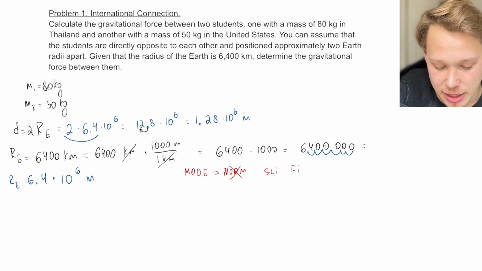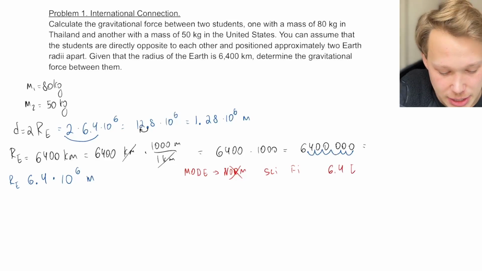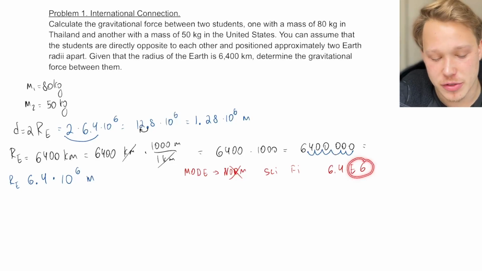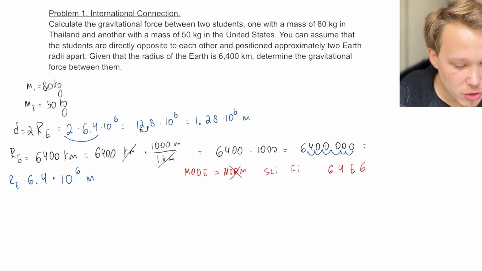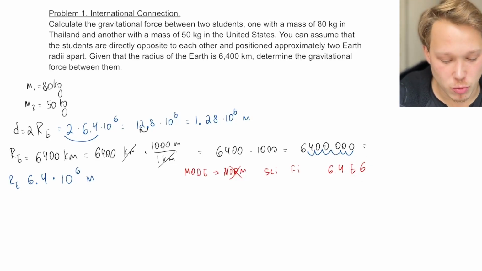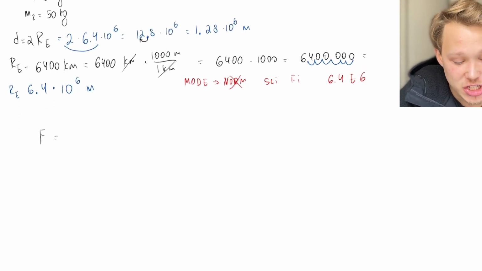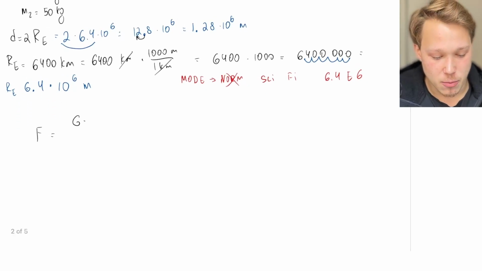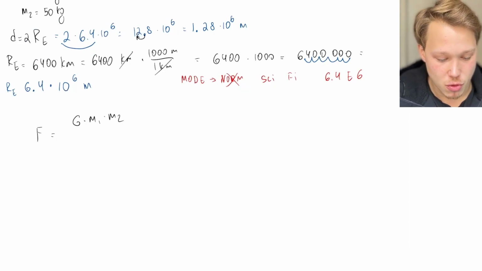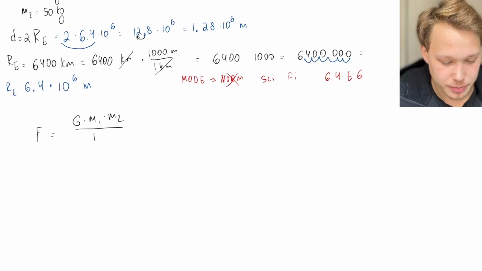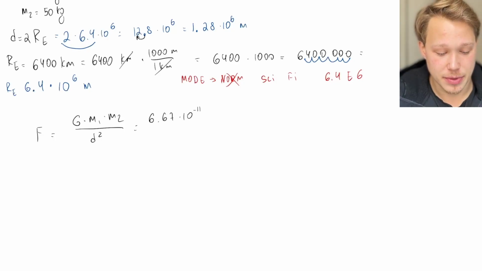Just be aware that the calculator is going to give you 6.4 E6, which means 10 to the power of 6. Now that we have all our inputs, we just have to plug this into our formula. The formula for gravitational force is G times M1 times M2 over distance squared. G is a constant equal to 6.67 times 10 to the minus 11.